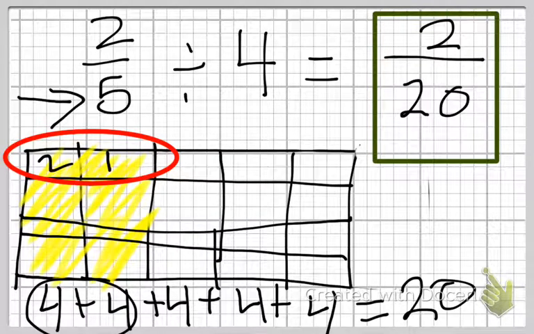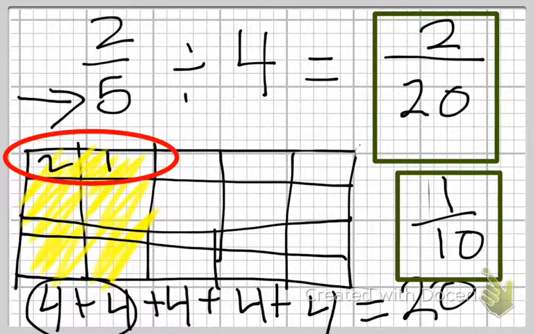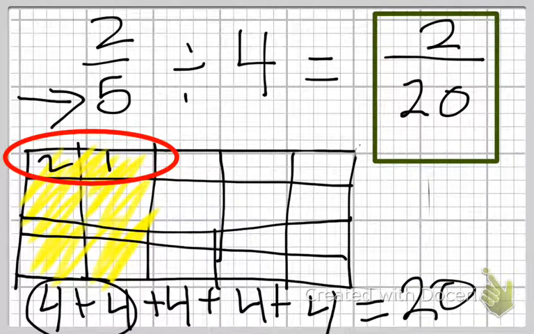Now, I can reduce this to 1/10 if I want to, but if I keep it in 2/20, it most accurately represents my model. So that is where I'm going to keep it for now.